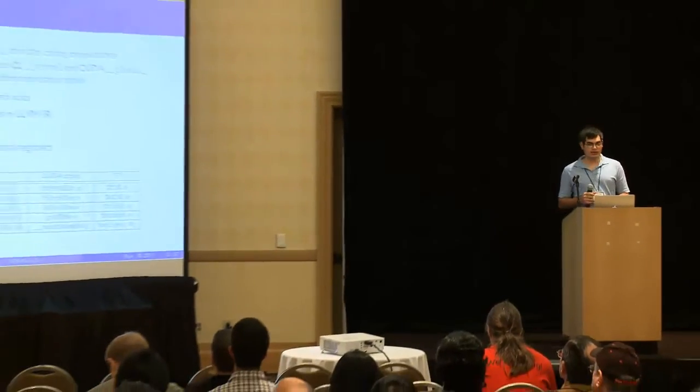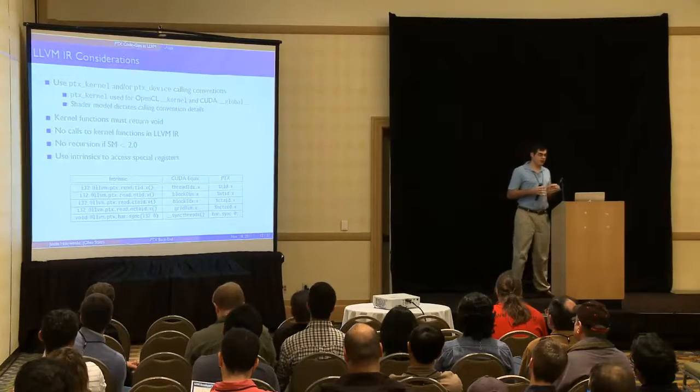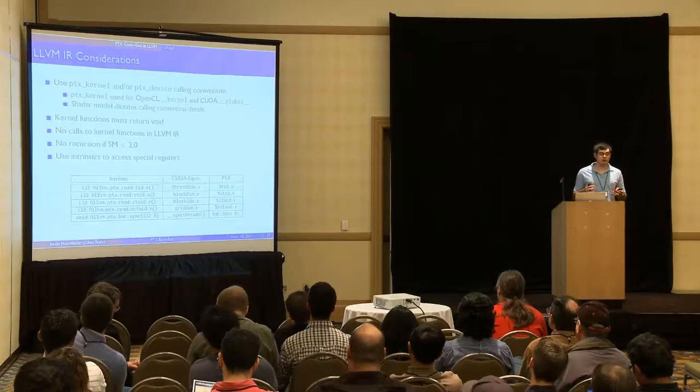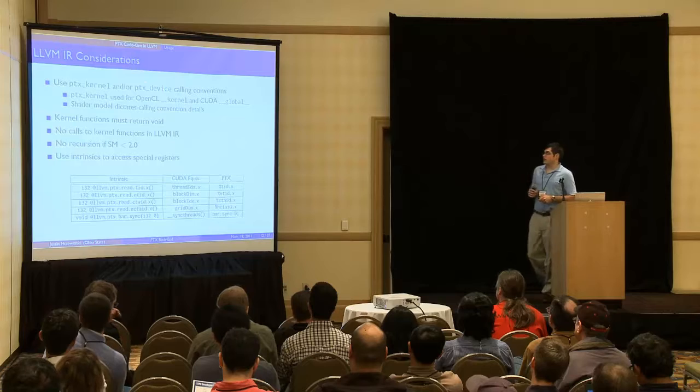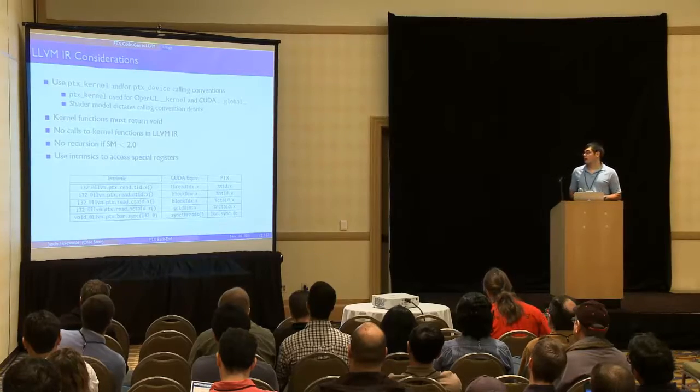So what do you need to do in order to write LLVM IR that can make the best use of the PTX backend? First, there are different calling conventions to use. We have the PTX kernel and PTX device calling conventions. PTX kernel is used anytime you write a GPU kernel, say an OpenCL kernel function or a CUDA global function. You will use PTX device anytime you want to write a function that will be called by a kernel function. Depending on what shader model you're targeting, that will determine how the calling convention is actually implemented, in terms of which registers are used, or whether or not you use registers versus different ways to pass these things.